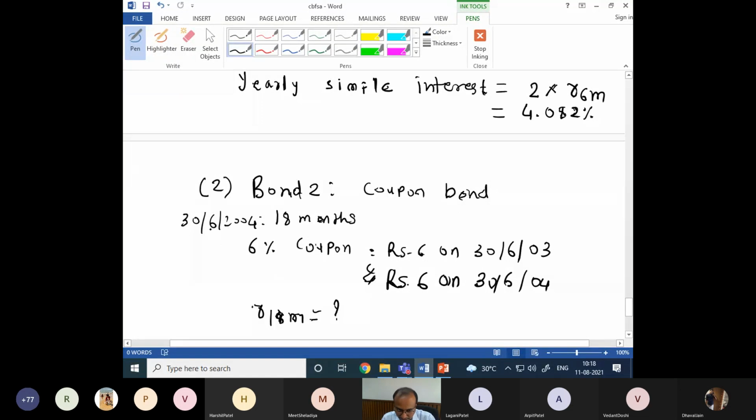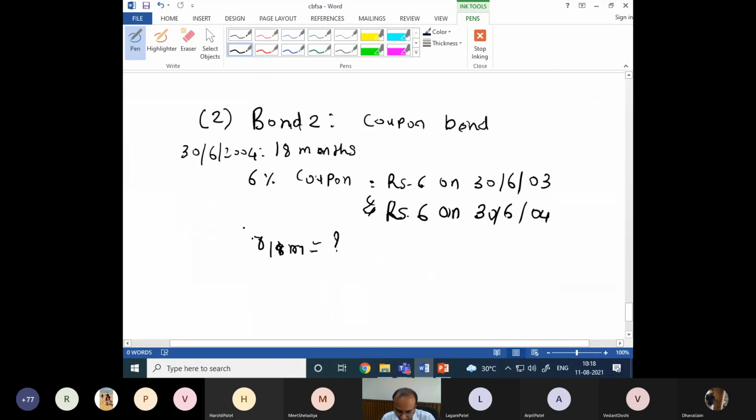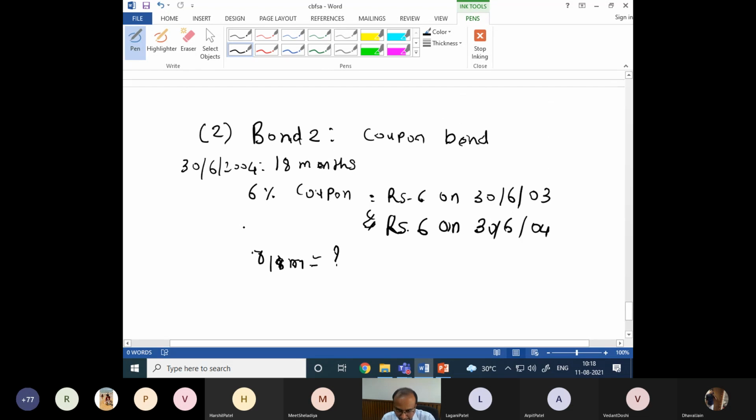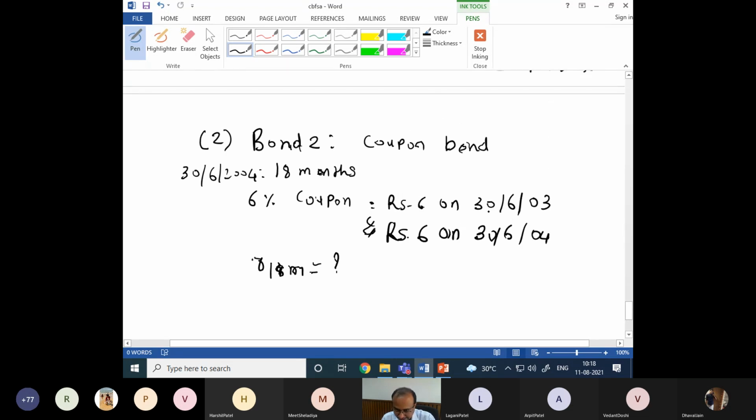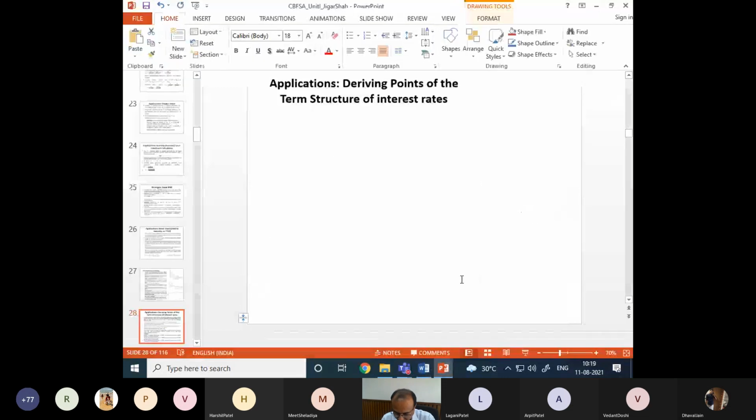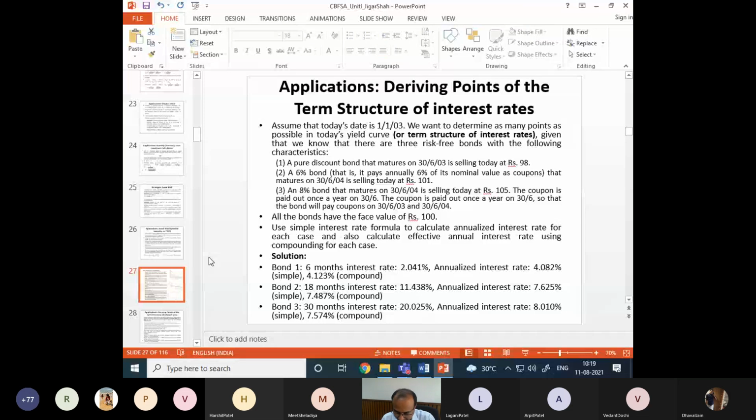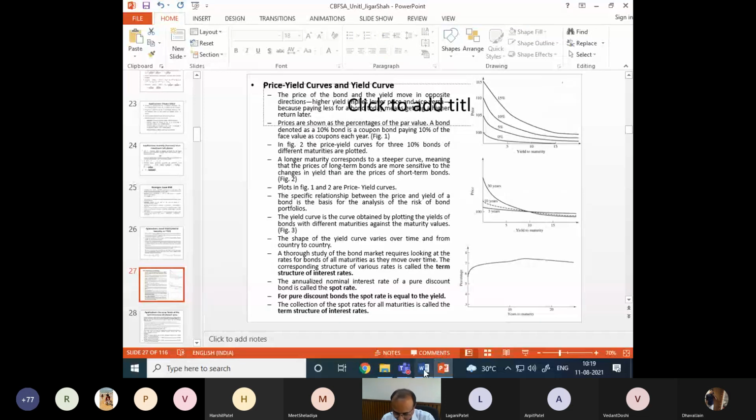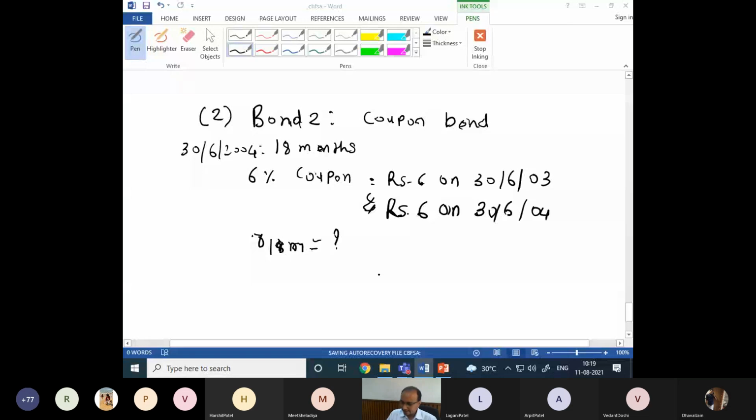Now bond 2 is a coupon bond which matures on this date, 30th June 2004. That is my third bond, and it is paying a 6% coupon, meaning 6 rupees on 30th June 2003 and also 6 rupees on 30th June 2004. So it is an 18-month bond. You can see today is 1/1/2003, so this date is 30th June 2004. Now I want to calculate an interest rate for 18 months and find this graph. My aim is to find this graph, considering all the bonds available in the market. Right now I have only 3 bonds available in the market. So let me proceed with this calculation.